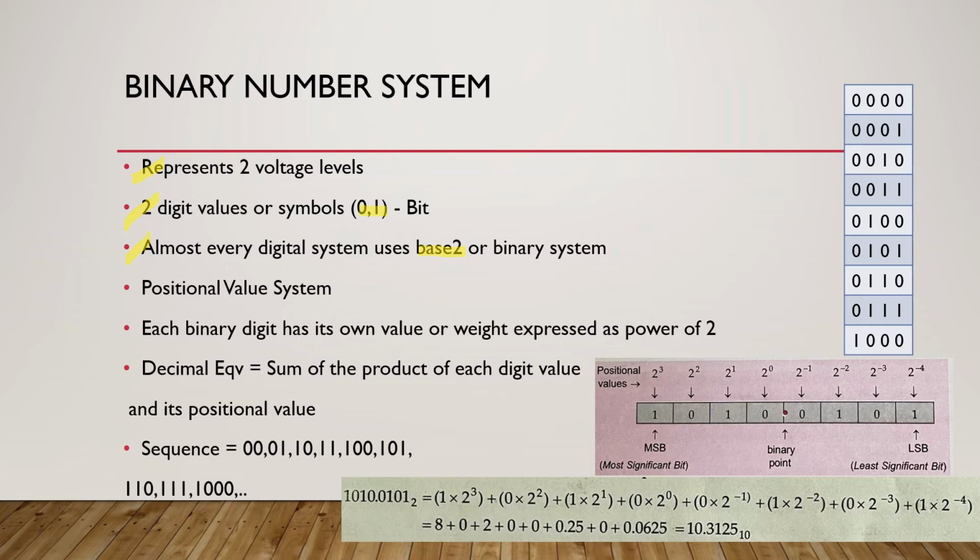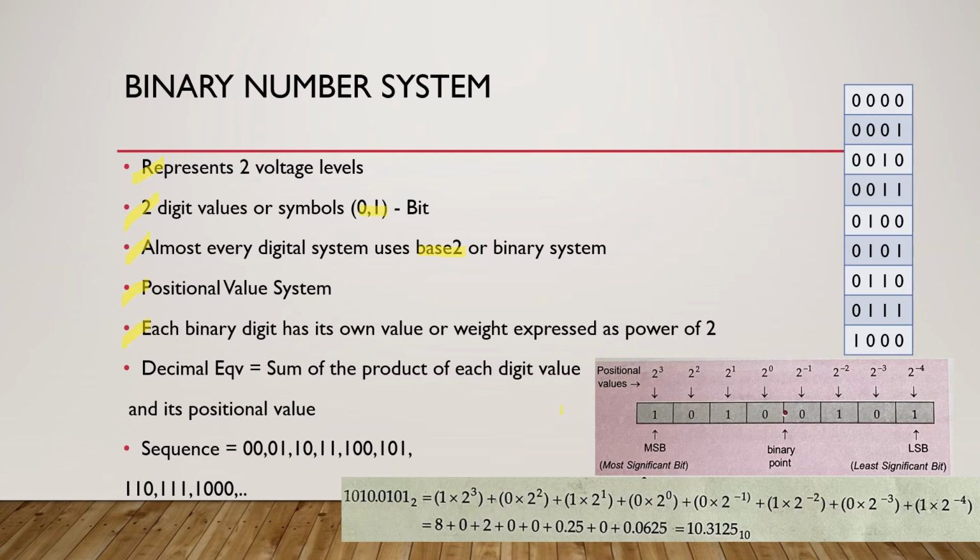And the binary number is also a positional value system. So what is a positional value system? We saw it already: the value of a digit depends on its position, and the binary digit has its own weight expressed as powers of 2, whereas in the decimal system it is expressed as powers of 10. Let us look at an example.